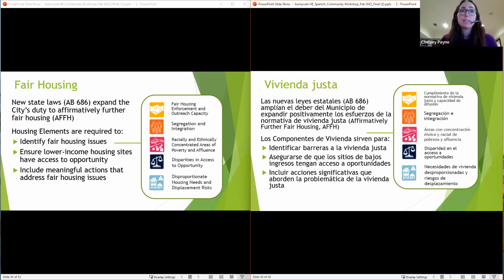AB 686 is a really complex new law, and it has become the focus of the state's review during this housing element update. So in the draft housing element, you can expect to see a lot of focus on addressing this new fair housing requirement. The state is really looking for stronger policies and programs from all jurisdictions to change the status quo related to fair housing. Next slide, please.